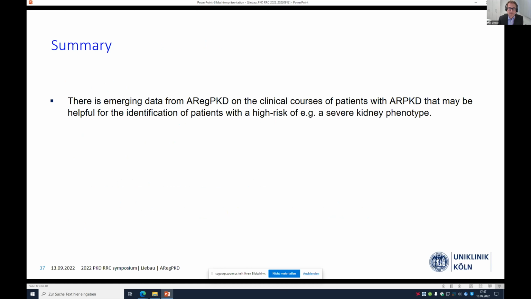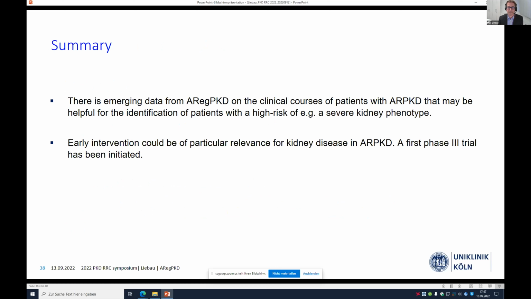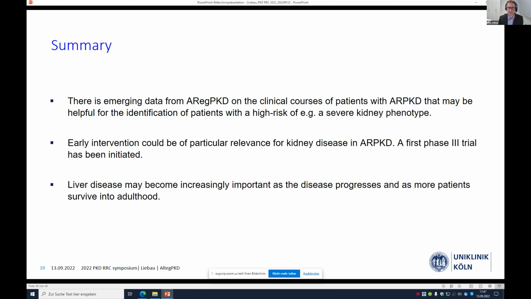And with that, I want to summarize this emerging data from ARegPKD on the clinical course of patients with ARPKD, and that may be helpful for the identification of patients with a high risk, for example, for kidney disease progression. Early intervention could be of particular relevance for kidney disease in ARPKD, and the first phase 3 trial has been initiated. Liver disease may become increasingly important as more children now survive and as the disease progresses.